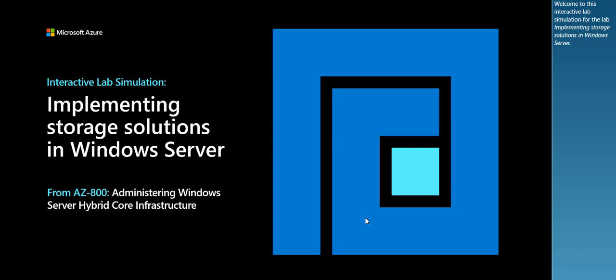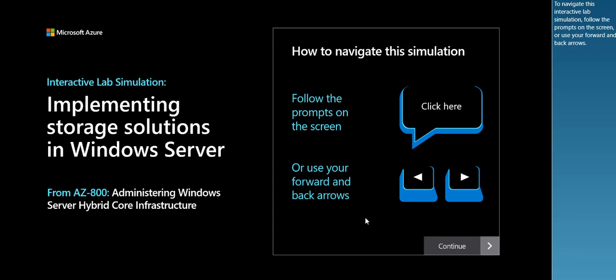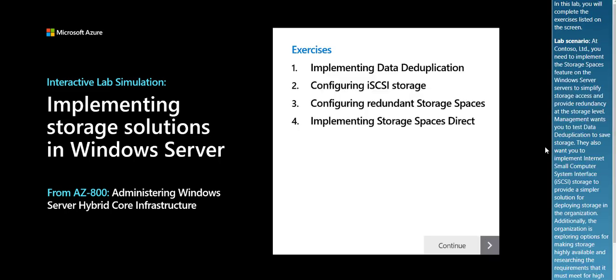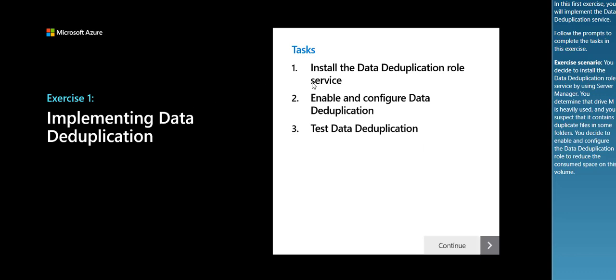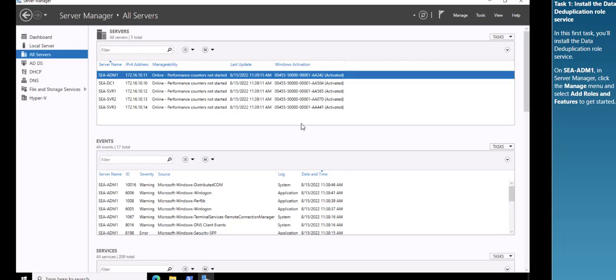Welcome to this interactive lab simulation for the lab Implementing Storage Solutions in Windows Server. To navigate this interactive lab simulation, follow the prompts on the screen or use your forward and back arrows. In this lab, you will complete the exercises listed on the screen. In this first exercise, you will implement the data deduplication service. Follow the prompts to complete the tasks in this exercise.